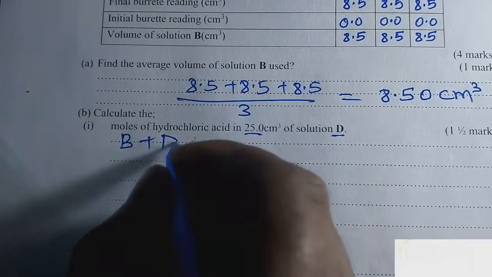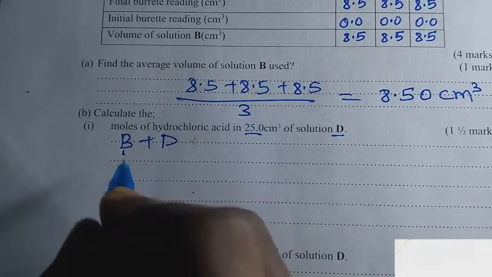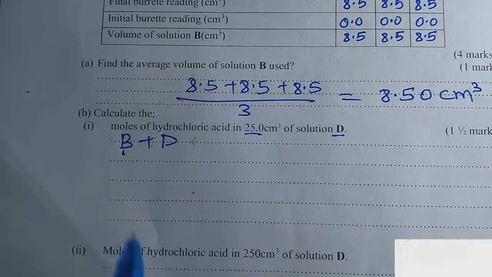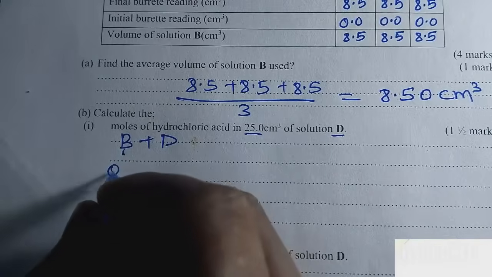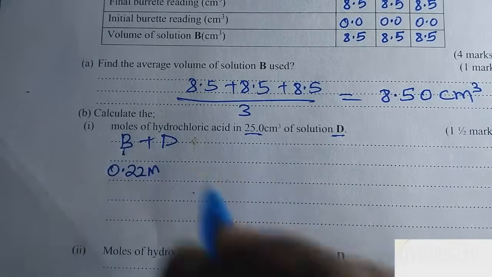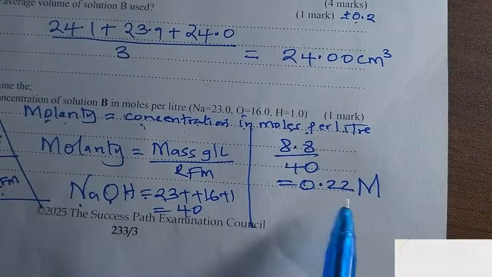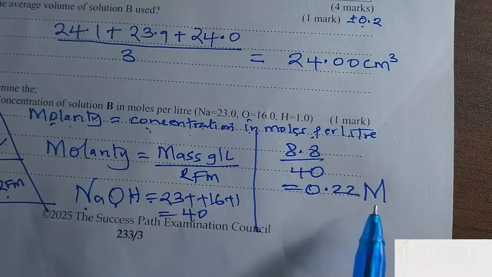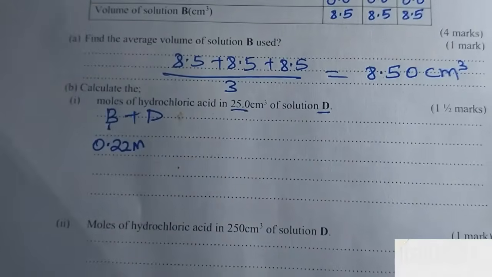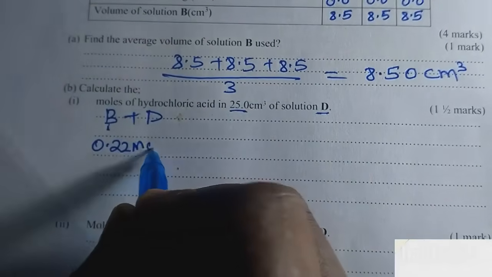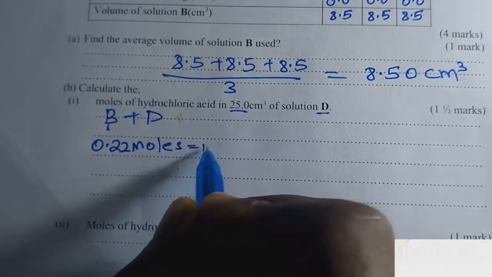We know the concentration, the molarity of this, and we know the volume. The molarity was 0.22 capital M. If you forget, you go back and check B. The molarity is here. It is the number of moles in 1,000 cm³. Molarity means number of moles in 1,000 cubic centimeters.